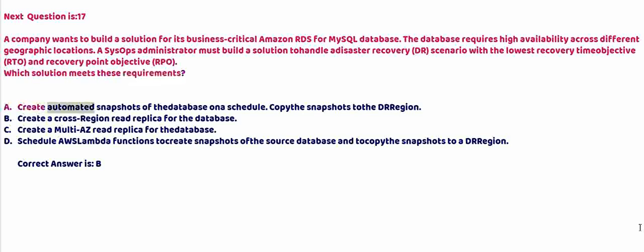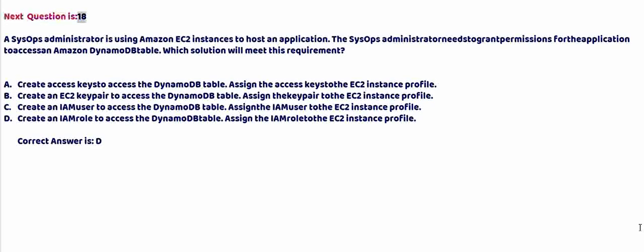A. Create automated snapshots of the database on a schedule. Copy the snapshots to the DR region. B. Create a cross-region read replica for the database. C. Create a multi-AZ read replica for the database. D. Schedule AWS Lambda functions to create snapshots of the source database and to copy the snapshots to a DR region. Correct answer is B.